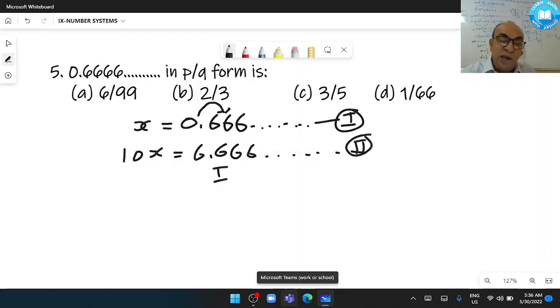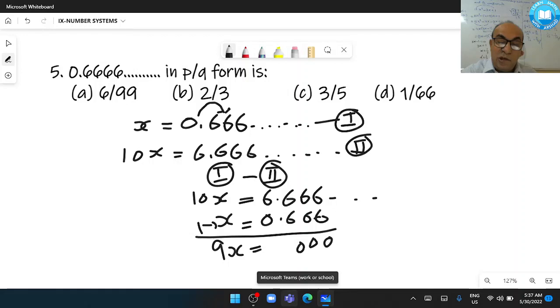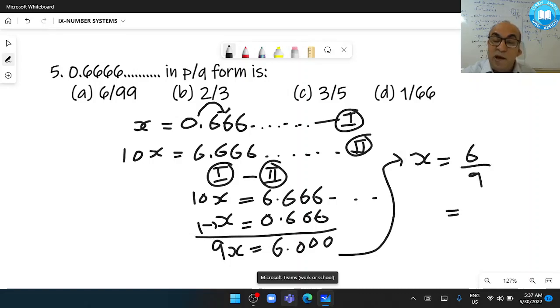Now first minus second, so it is 10x equal to 6.666 dot dot dot and x equal to 0.666. Now subtract it. 10x minus x, that is 9x, and if you subtract this, it is 0, it is 0, it is 0, so 6.0. After that I am writing here, so x equal to 6 by 9, and now simplify it. 3 twos are 6, 3 threes are 9, so this given decimal number is equal to 2 by 3, that is in the form of p by q.